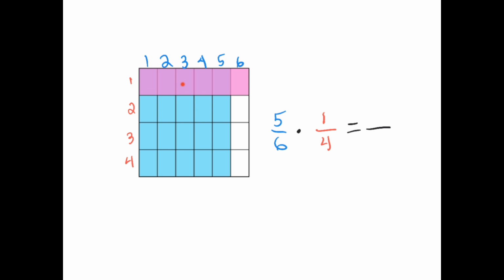Now let's read the model to get the product. So how many are overlapping with pink and blue to make that purple? We have 5. Then how many little boxes do we have all together? This is a 6 by 4. So we have 24. And this cannot be simplified. 5/24 cannot be simplified.